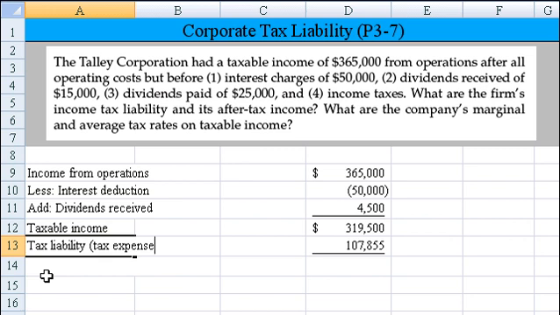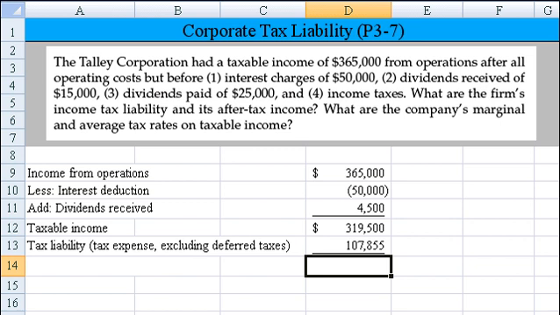And by the way, this would be a tax expense sort of excluding a concept called deferred taxes. I think that's why this problem says compute the tax liability, because the accountants, according to GAAP, may have to consider some other things, such as the impact of deferred taxes. But for our purposes, let's call that tax liability and assume it's the same as tax expense. We'll ignore deferred taxes.